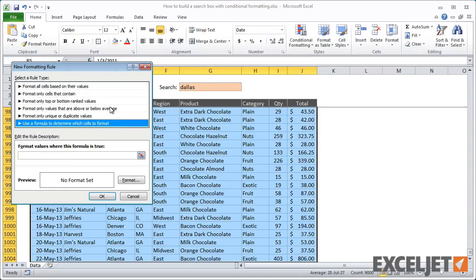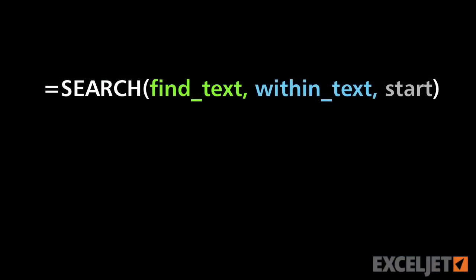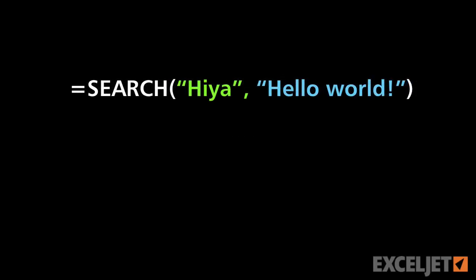To make the rule flexible, we're going to use the search function. Search takes three arguments: the text to search for, the text to look within, and optionally, a starting position. When search finds something, it returns the position as a number. If the text is not found, it returns zero.